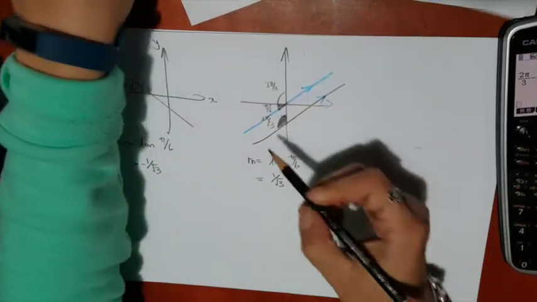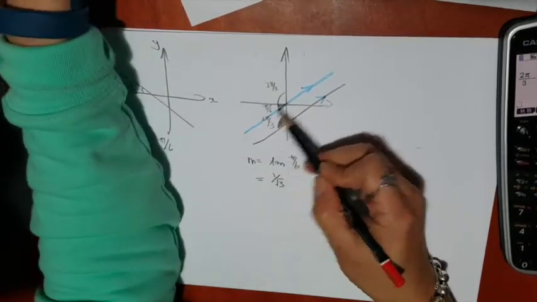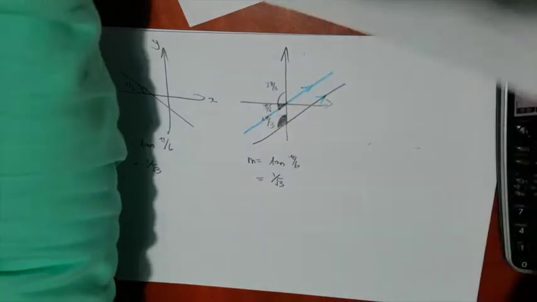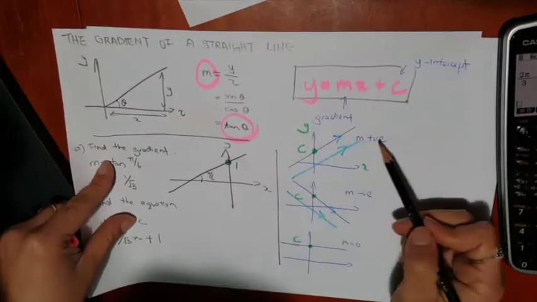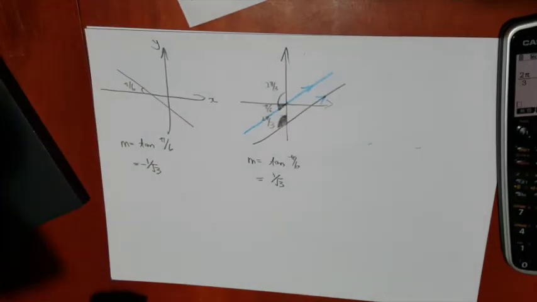And we can see that this is a line that's going upwards. So a line that's going upwards has a positive gradient. So positive gradient, this will be it.